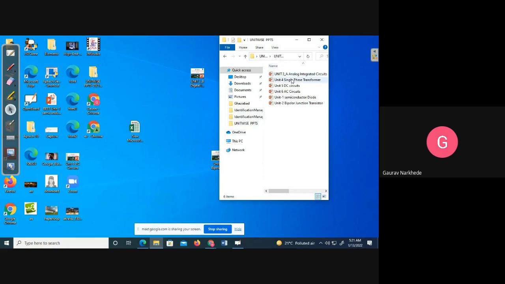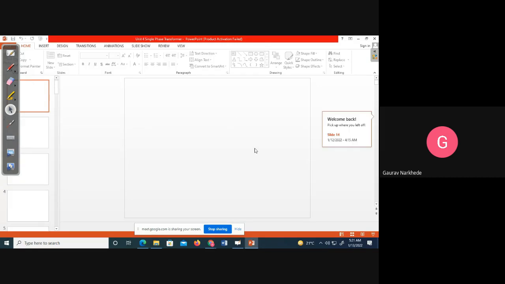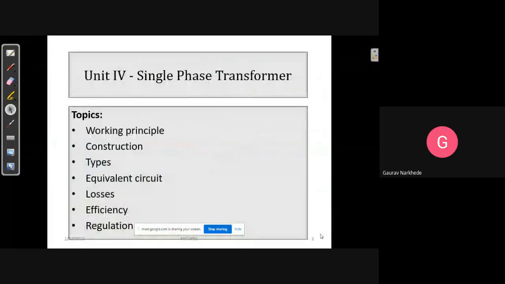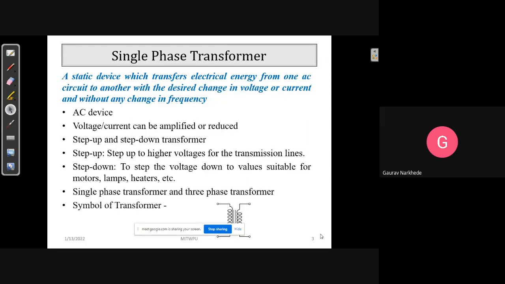Open this PPT. Okay, so what we have seen yesterday, we have started with a single phase transformer, right? Then we have seen what is the working principle of the transformer, correct? And then how the transformer is made, then which are the types of the transformer, right?